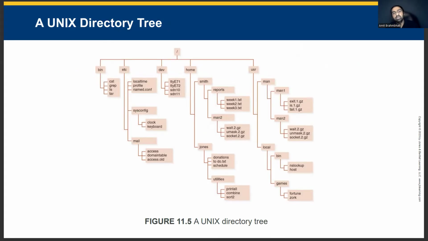The slide displays a Unix directory tree. While visually different from Windows, the structure is similar, a hierarchical arrangement starting at root slash. Unix relies heavily on directory paths for navigation and system management.